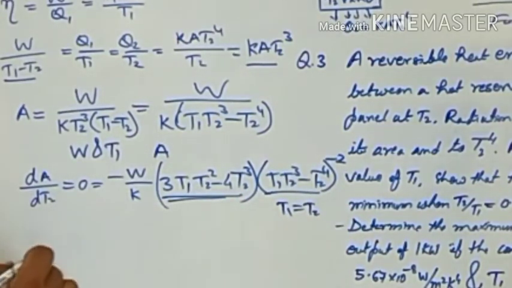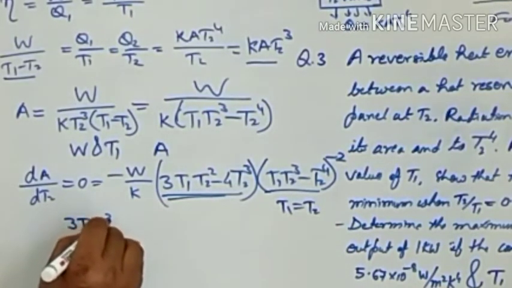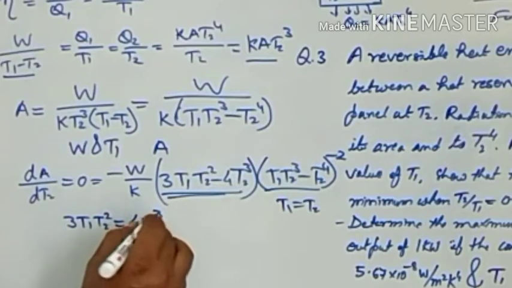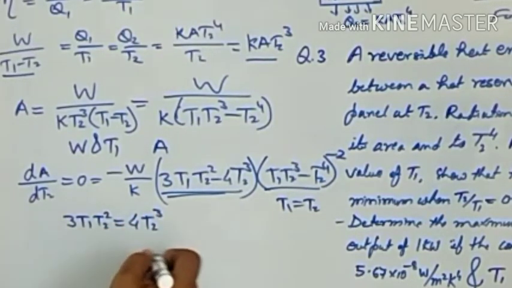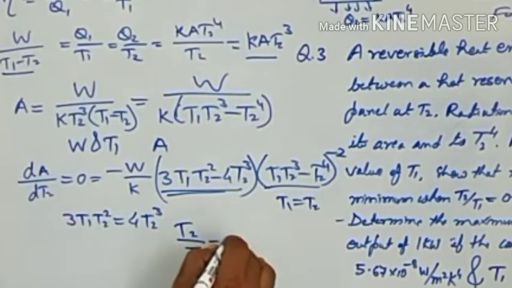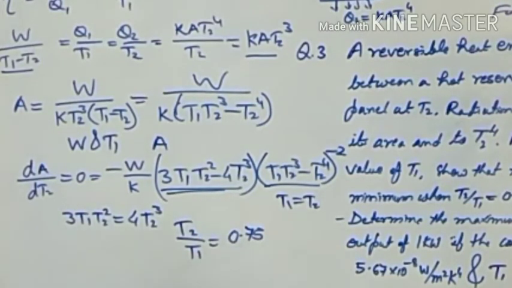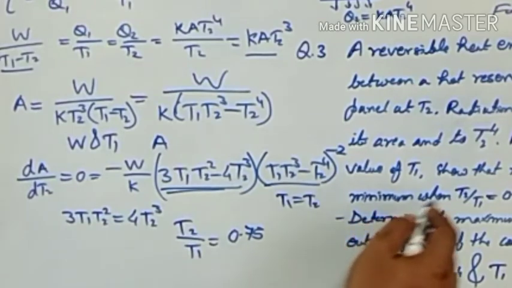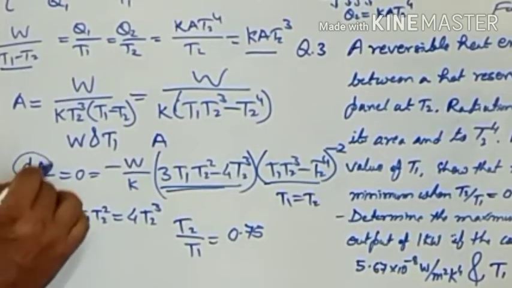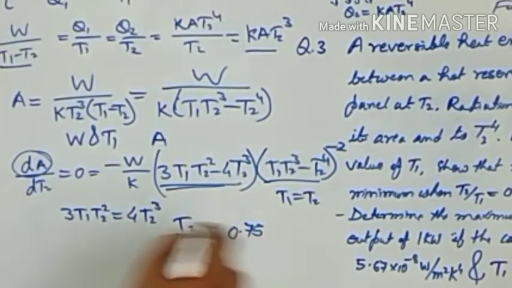So if it is 0, then we can write this as 3 T1 T2 to the power 2 is equal to 4 T2 to the power 3. Or if we solve this one, then we get T2 upon T1 is equal to 0.75 or 3 by 4. So that is what is required to prove: that T2 by T1 should be 0.75 for the minimum area. So for minimum area, T2 by T1 is equal to 0.75.